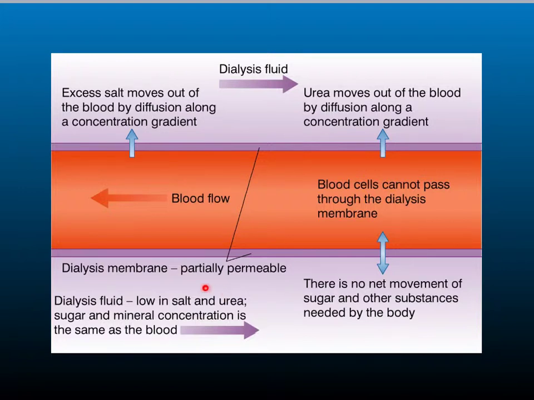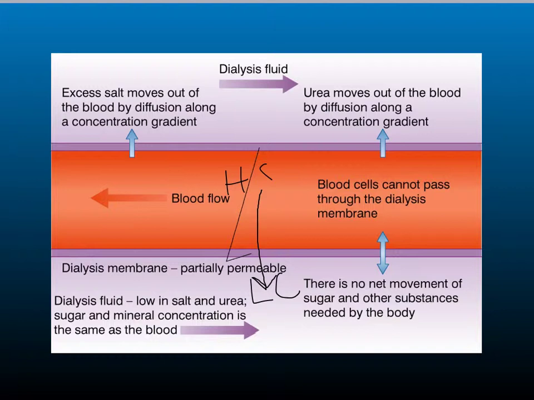The dialysis fluid is low in salt and urea, however the sugar and mineral concentration is the same as it is in the blood. Now the reason that it's low in salt and urea is because the blood will be quite high in salt and urea. Now this will give a concentration gradient. We'll have a high concentration within the blood and a low concentration within the dialysis fluid. This means, for example, if we have lots of salt at a high concentration, it will move along the concentration gradient into the dialysis fluid by diffusion.